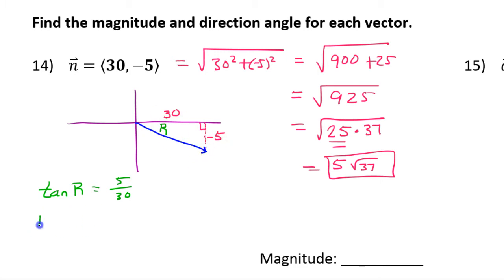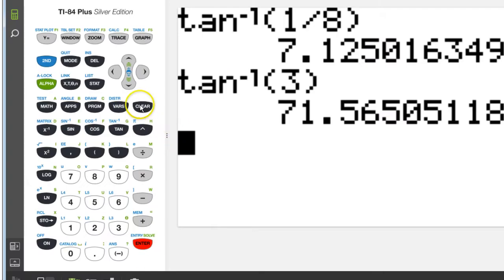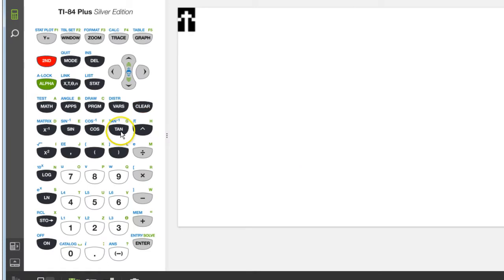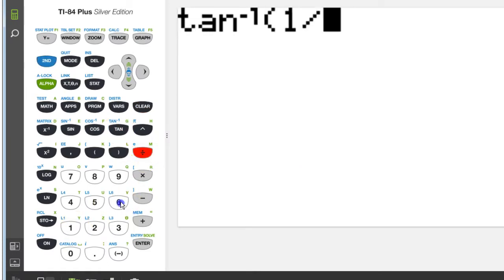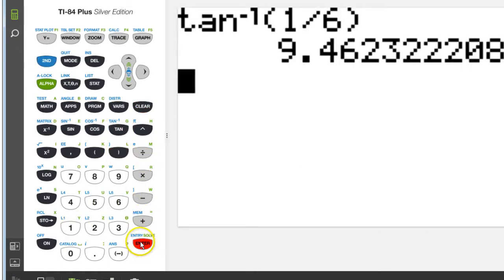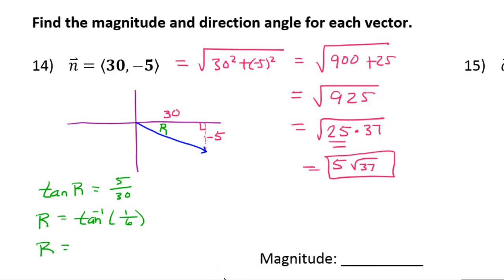That means R should equal the inverse tangent of 5 over 30, which by the way reduces down to 1 over 6. So might as well do that. So I'm just going to put this in my calculator. So let's do the inverse tangent of 1 over 6. Alright, 9.46 degrees. So that is my reference angle.